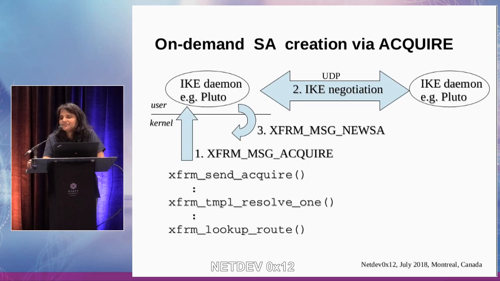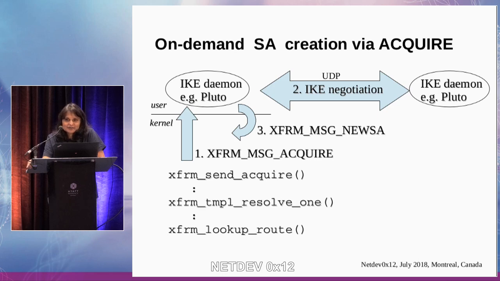So how this actually happens, when we do XFRM lookup route, it sees that there is no SA and it sends up a netlink message, which is the number one item in this picture. So it sends this up call to Pluto saying negotiate the SA. Then Pluto does the IKE negotiation, which is step two in this picture. It does this over UDP. After the SA has been negotiated, both sides agree on the algorithm, the key, and all the other parameters, the SA is added in step three with another netlink message.